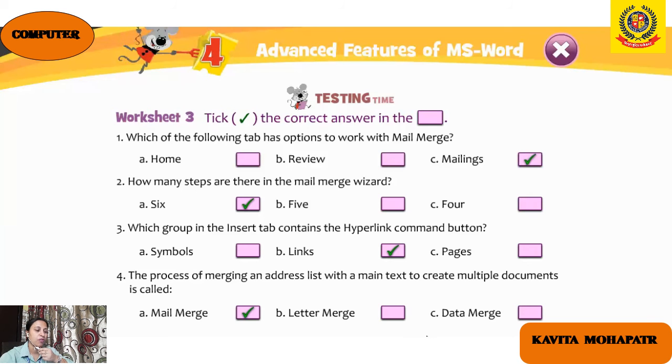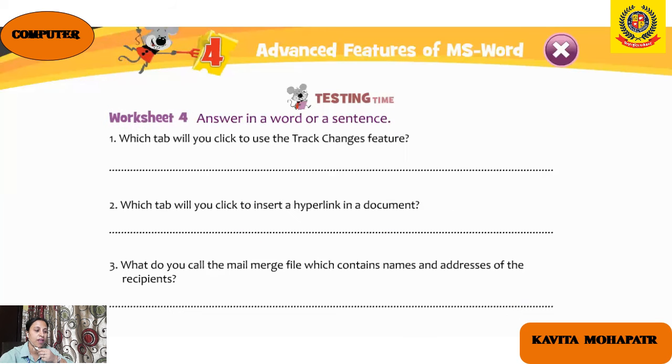Which tab will you click to use track changes feature? You have to write the full answer. We will click review tab to use track changes feature. Now second question, which tab you will click to insert a hyperlink in a document? Insert tab. You will write full sentence. We will click insert tab to insert hyperlink in a document.